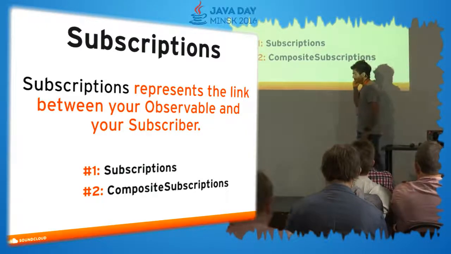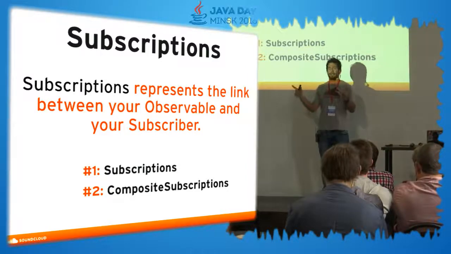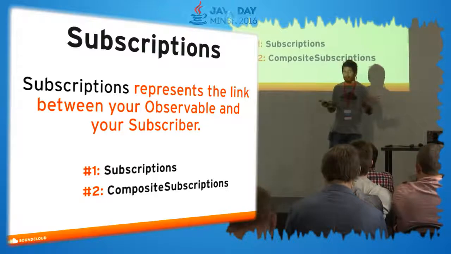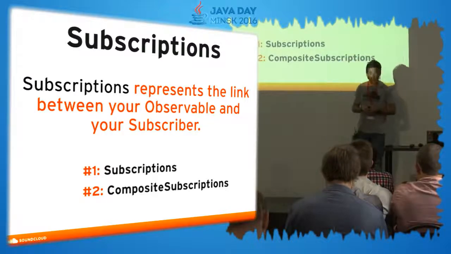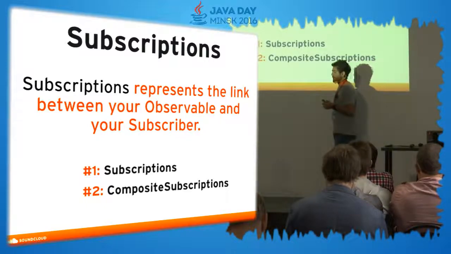There's something very important here. When we are linking an observable with an observer or a subscriber, it's the same thing. You can use the concepts interchangeably. We create a subscription. Why is this important?